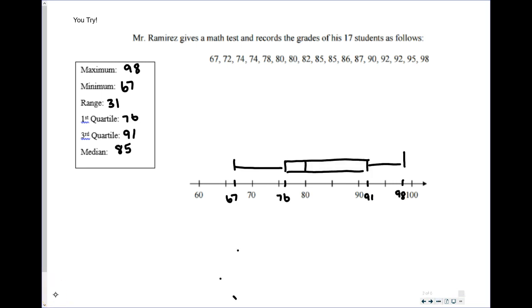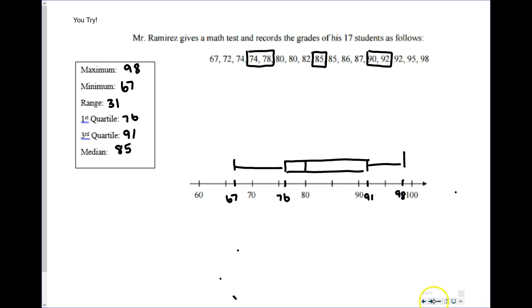So here are the values you should have gotten. Something really interesting about this data set is that unlike the others, you actually only had one value in the middle as your median, okay, which worked out really nicely because you didn't have to divide by 2. However, you should have noticed that you needed to divide by 2 for this 90 and 92, and you also needed to divide this in half with the 74 and 78 to get those medians, okay? So that is the basics of creating a box and whisker plot.